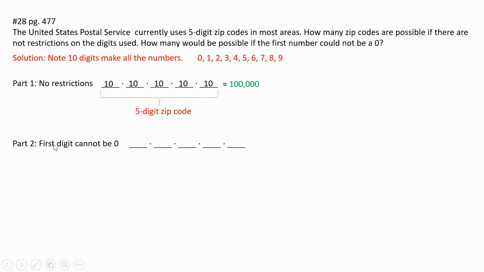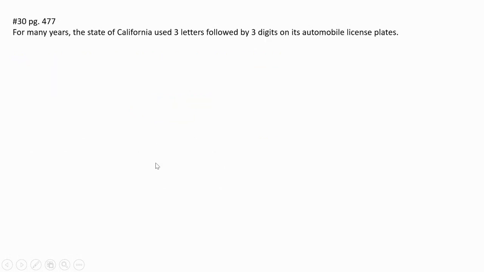For part 2, the first digit cannot be a 0. So for the 10 digits, it cannot be 0, so there's 9 left. And then 10, 10, 10, and 10, because the only restriction was with the first digit. So we multiply those out, so we get 90,000. Okay, so 90,000 possible zip codes.